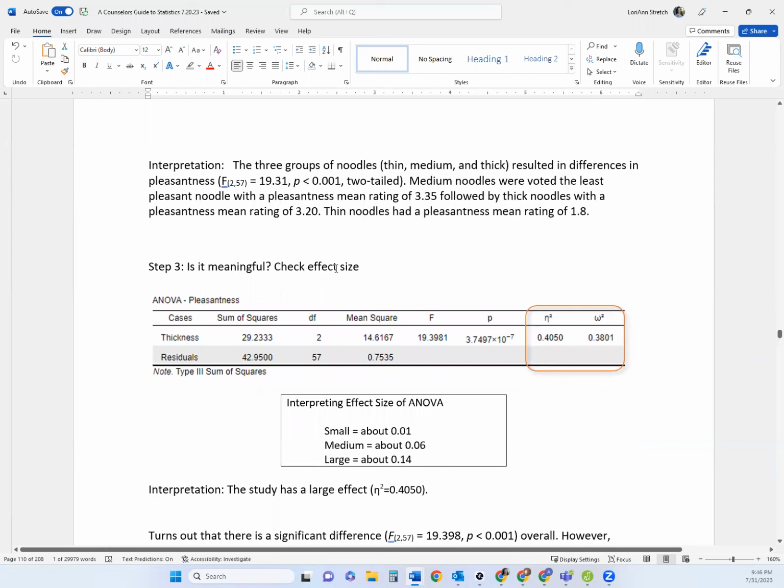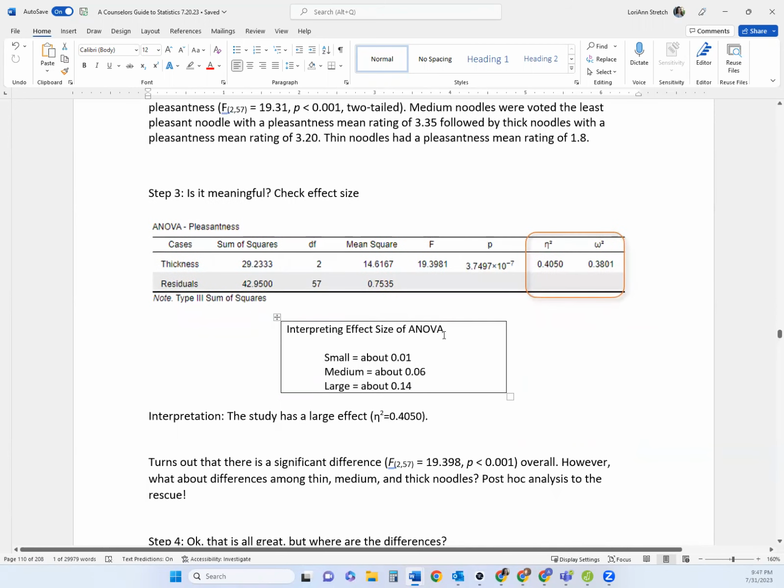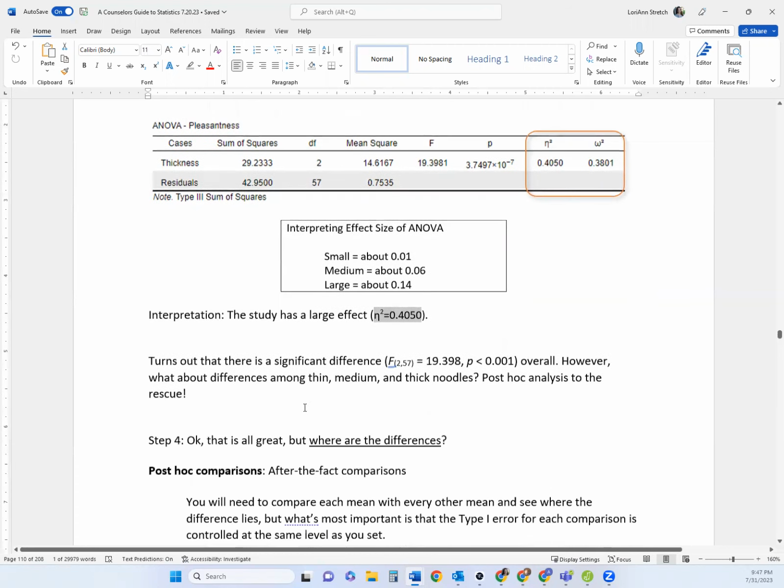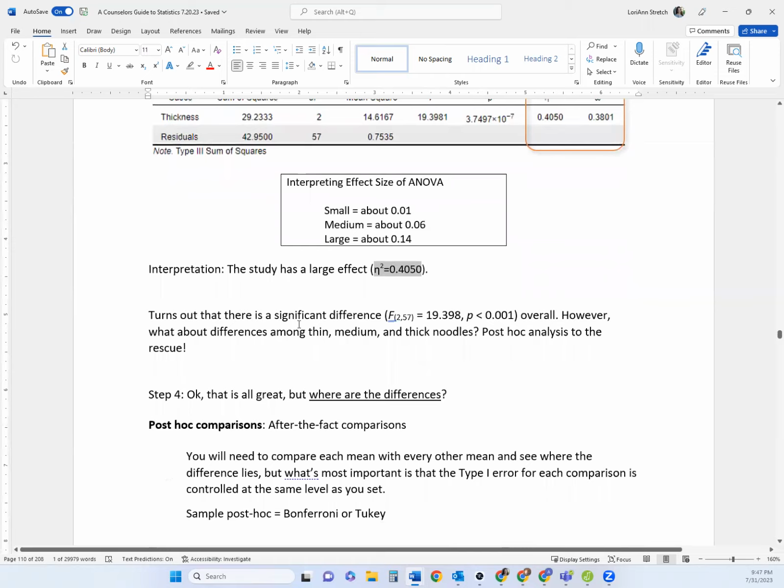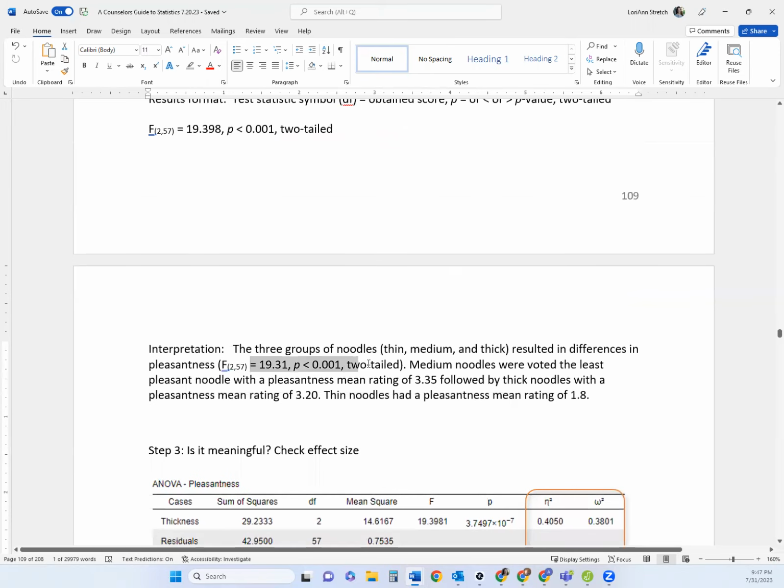So first I'll check to see if it's meaningful. And I've run the effect size, and I've gotten these two effect sizes. For the purpose of this one, I'm going to interpret my eta squared, which is this little squiggly n squared, and that's 0.405. And so when I'm interpreting the effect size of ANOVA, this is how I do it. So in this particular case, this is a large effect. So the study had a large effect, and I report my eta squared. So it does have, because it says right here, it is a significant finding.